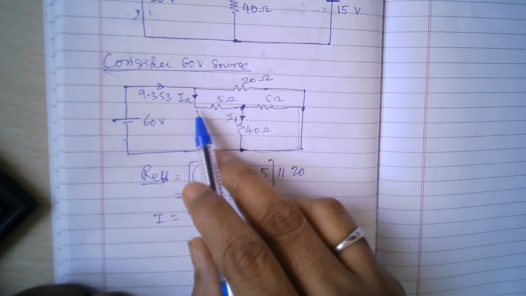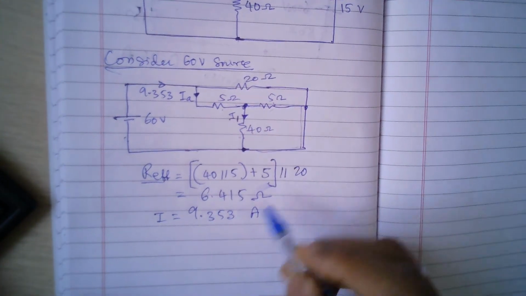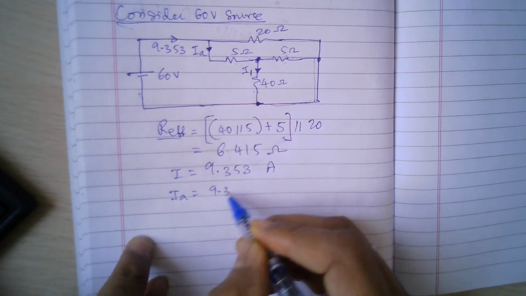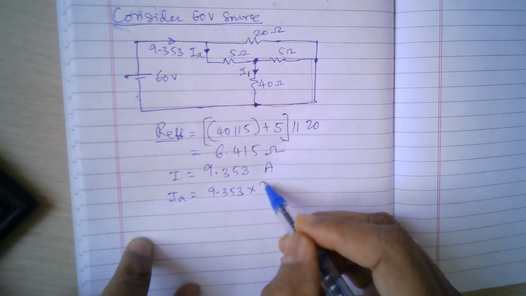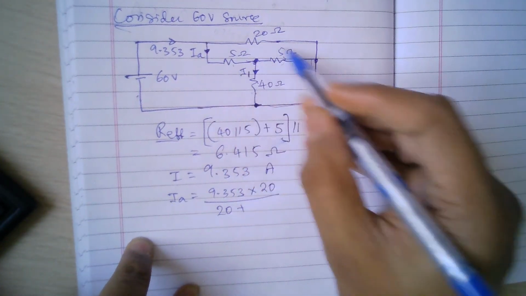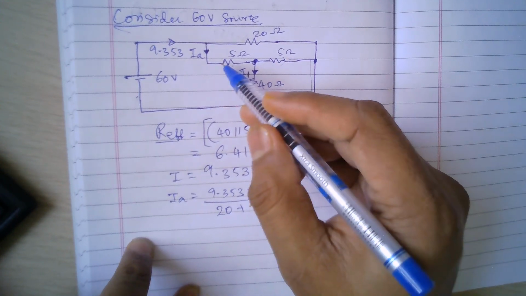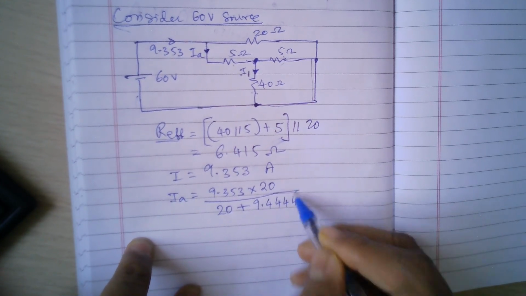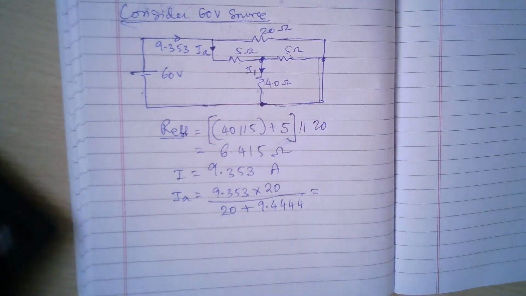So how much current goes in this branch is what we are interested in. Okay, so how do I find that? So using the current division principle, IA is 9.353 multiplied by the opposite branch, parallel branch resistance, which is 20, divided by 20 plus the resistance of this branch. So 40 parallel with 5, I got 4.444 if you remember, plus 5 is 9.444. So 9.4444 and so on. Okay, so this is the thing.